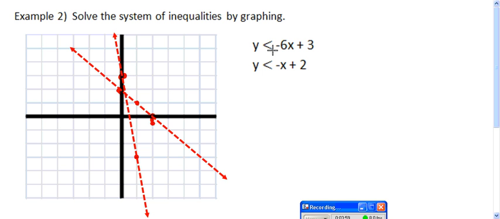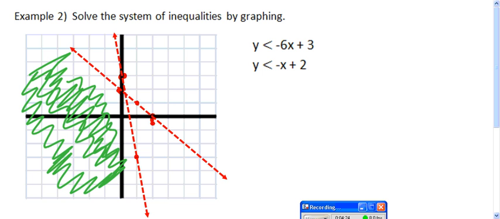boundary line. Here's your first equation that we graphed right here. We know that this is a less than sign, so the boundary down below would get shaded. And we know that this is a less than sign, so the boundary down below that line right here would get shaded, leaving us with this region here.